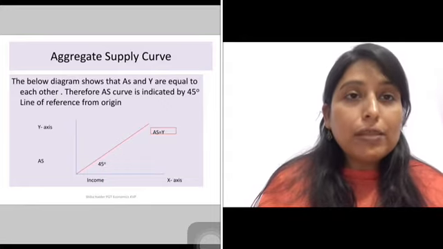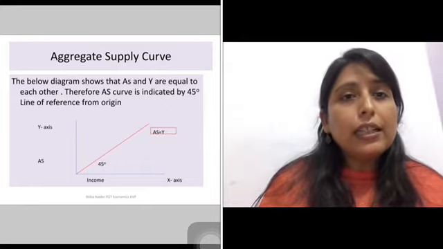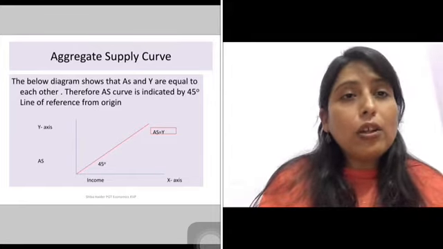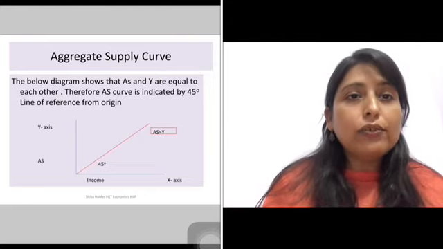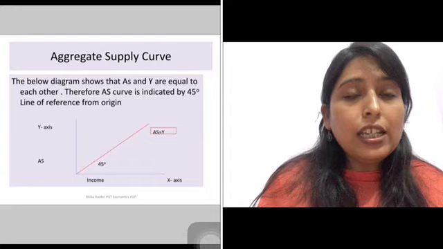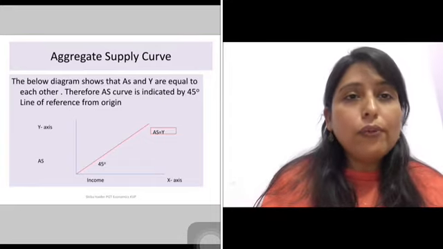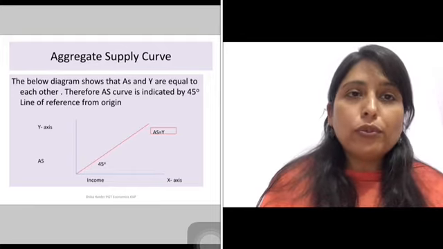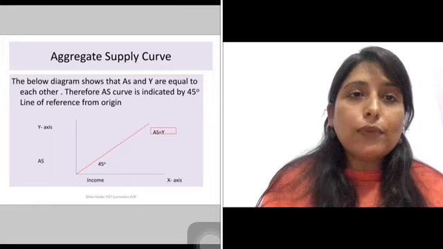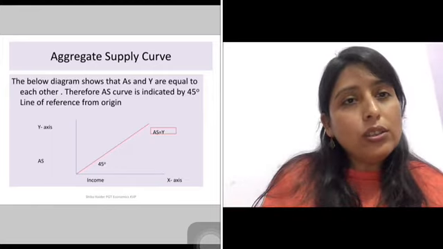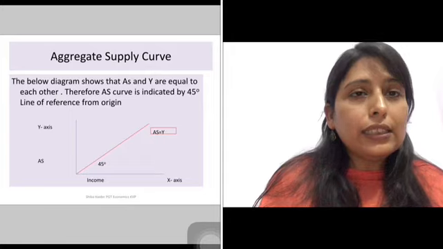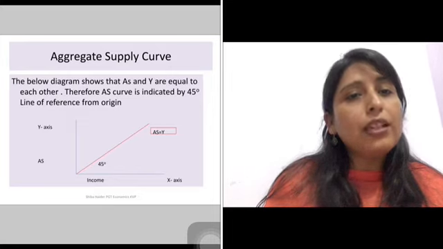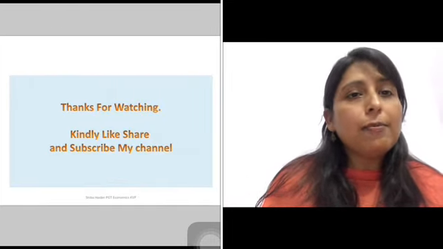And the important thing, it shows that income and aggregate supply are identical to each other, and that's why it makes an angle of 45 degrees. AS curve will make an angle of 45 degrees, and AS curve is also called line of reference. It is upward sloping from left to right. What it indicates, as the income will increase, then the production will also increase because there is always excess capacity in the economy. जैसे जैसे इनकम बढ़ेगी वैसे वैसे प्रोडक्शन भी बढ़ेगी, एग्रीगेट सप्लाई भी बढ़ेगी.